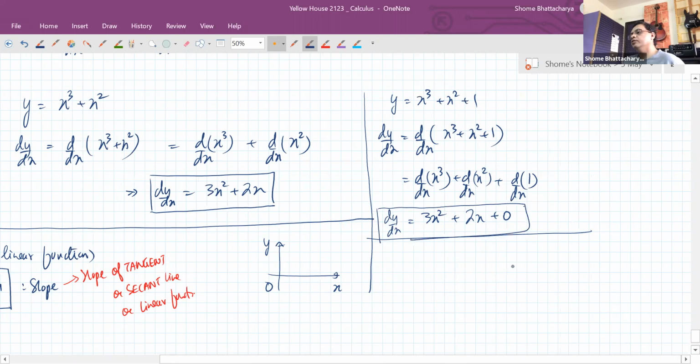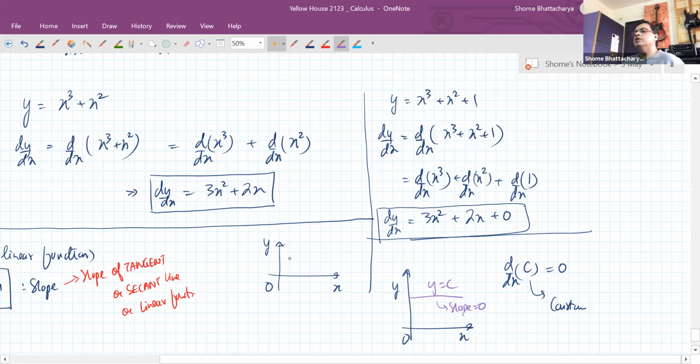So if we write differentiation of a constant, any constant, this should be 0. Why? Because if we have the graph of a straight line, which is a constant function, so this is the function y is equal to c, it has a slope of 0. Whereas if we have y equal to mx plus c, it has a slope of m. So we draw the tangent line or secant line at any point. All of them have the same slope, which is equal to m. Whereas for a constant function, the slope is 0. So that's one way to understand.